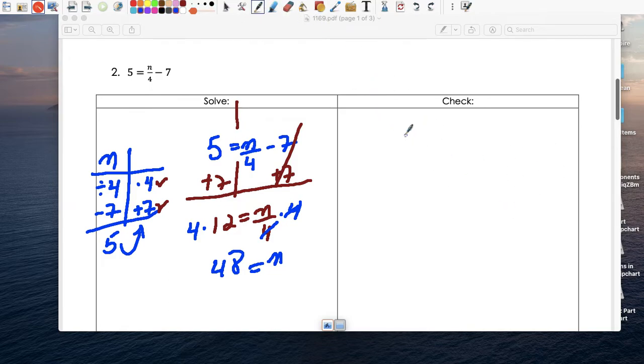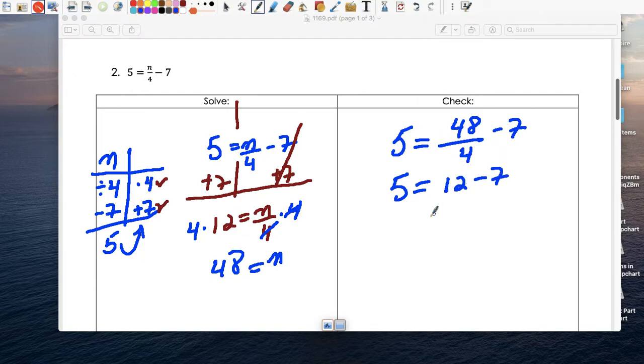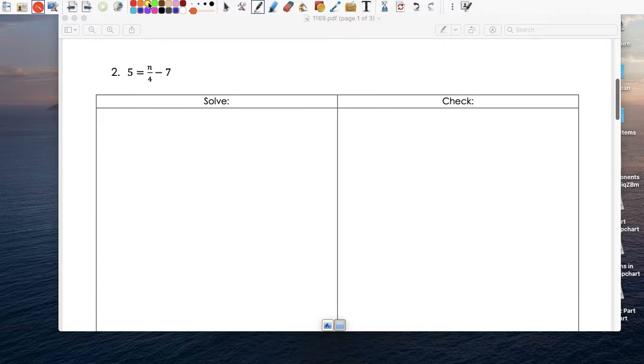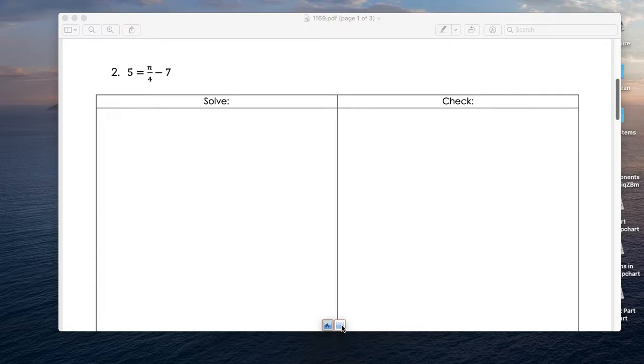Let's see if that's correct. To check, let's replace the n with 48. Put it over here, over 4 minus 7. And then let's see if the left side and the right side are equal to each other. 48 divided by 4 is 12. Subtract 7. 12 minus 7 is 5. And everything is good.